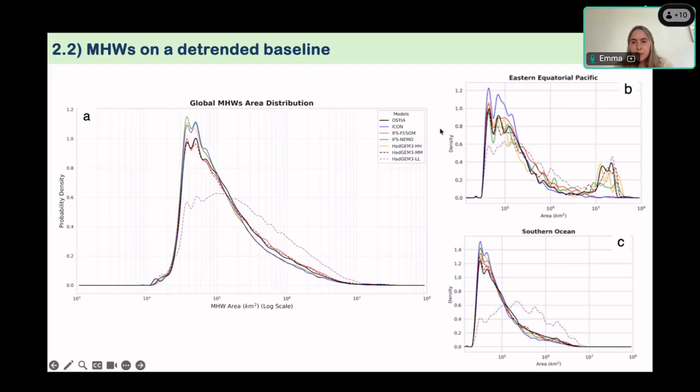And then let's look at two specific regions, which are the Eastern Equatorial Pacific. And here we can see that ICAN and IFS FASM are not seeing this peak in area. And as I've said before, in the Eastern Equatorial Pacific, we tend to have very rare, very long, intense, and large marine heat waves. So ICAN and IFS FASM do not see this, but the other models do, with varying degrees of rightness. And in the Southern Ocean as well, we can really see how the higher resolution makes a difference in the performance of the models.